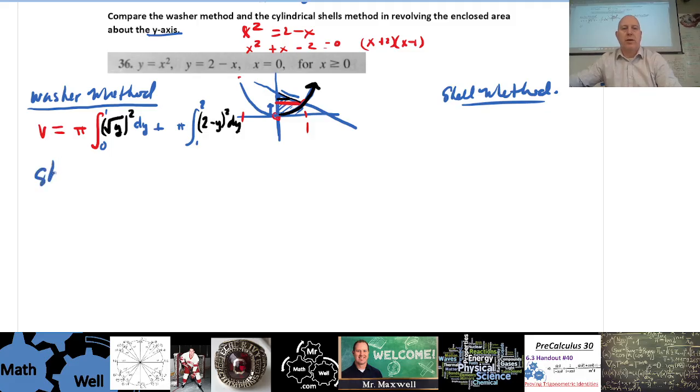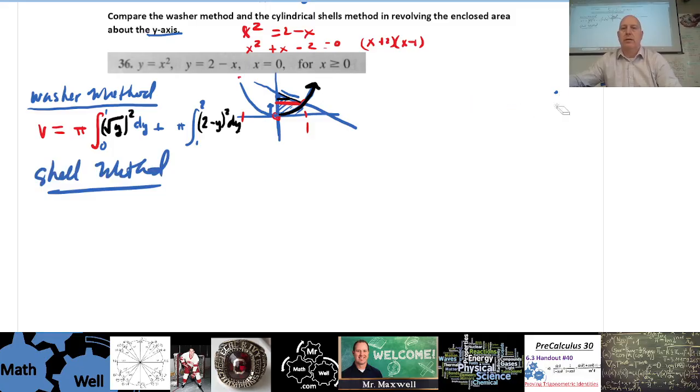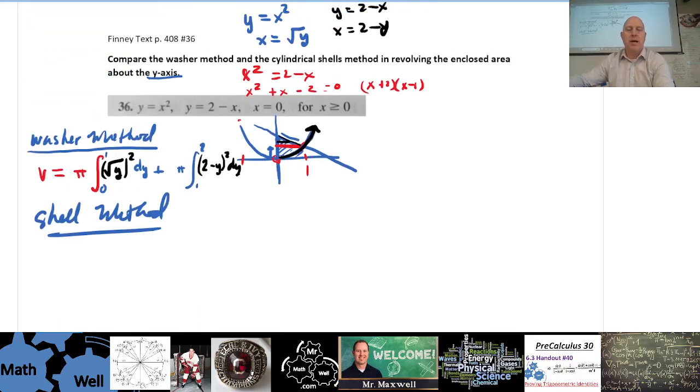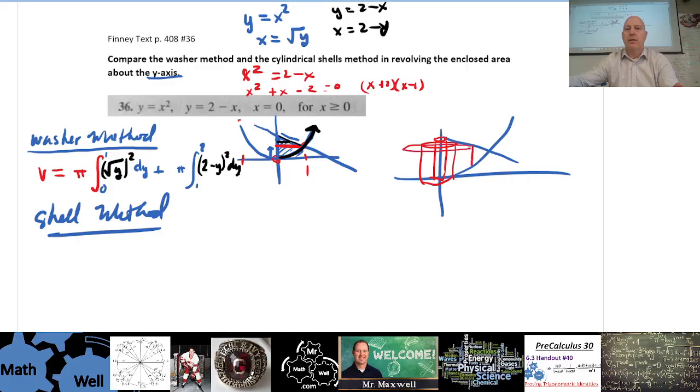So let's do the shell method. I'll do it down here. Okay, so this was the washer method set up. The shell method now is going to be quite a bit easier because, and I'll make this a little bit bigger now, we're looking at vertical shells, right? Vertical, that we can stack this way. The height is going to be the difference between the two functions. We don't have to split anything up.